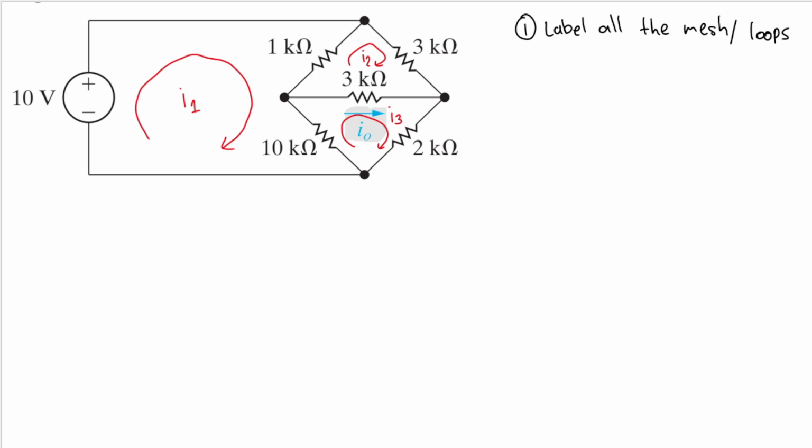And then the second step will be to do KVL for all loops. We have 3 loops, so we have to do 3 KVL, resulting in 3 equations. Let's do exactly that. The first one will be KVL at loop I1. Let's write that KVL at loop I1.